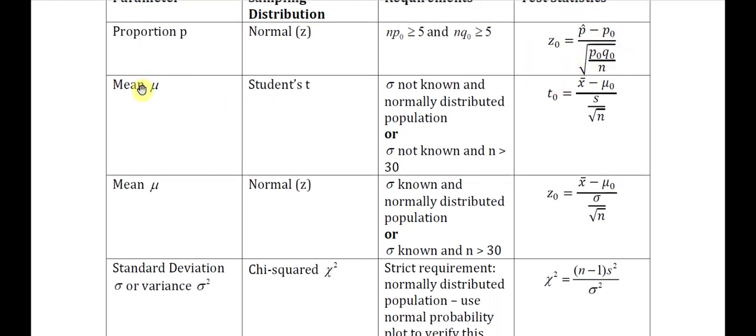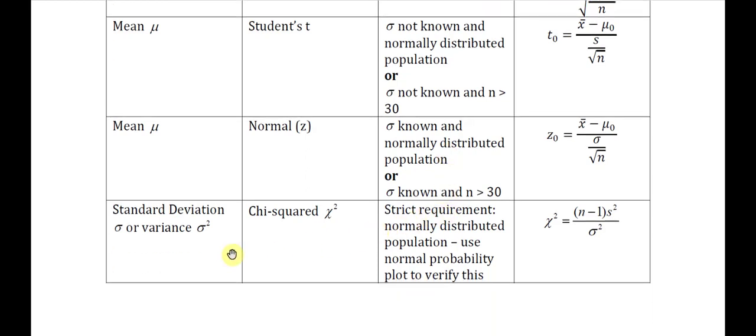And then for the mean, there are 2 cases. If the population standard deviation is not known, then we use the student t distribution. If the population standard deviation is known, then we use the normal z. So there are 2 cases. This is the student t, this is the normal z. And then make sure that the sample size is bigger than 30. If not, then we have to make sure that the population has a normal distribution.